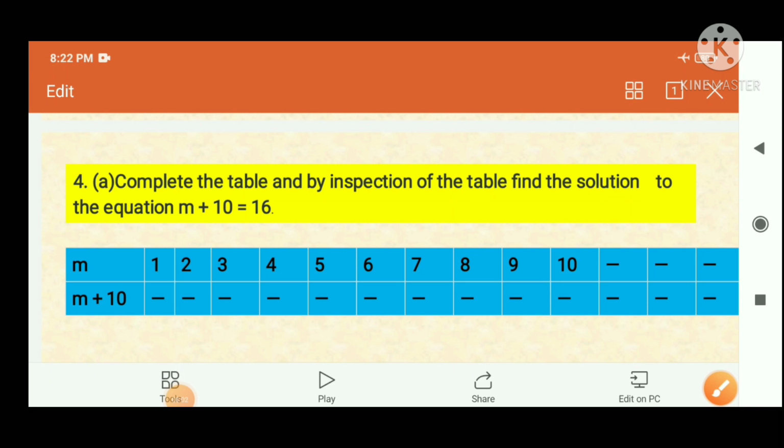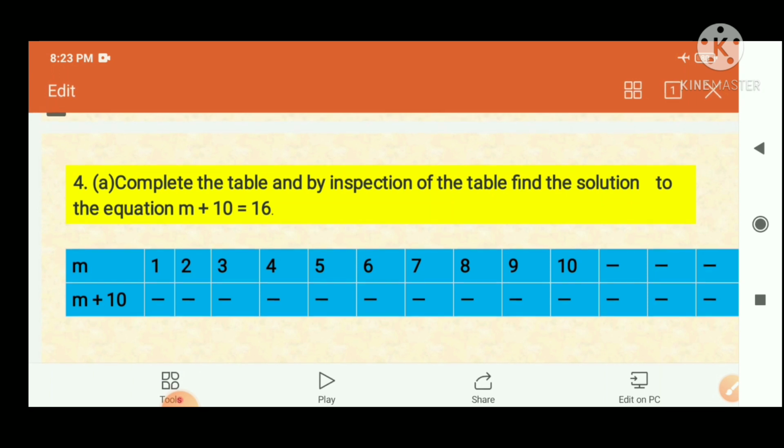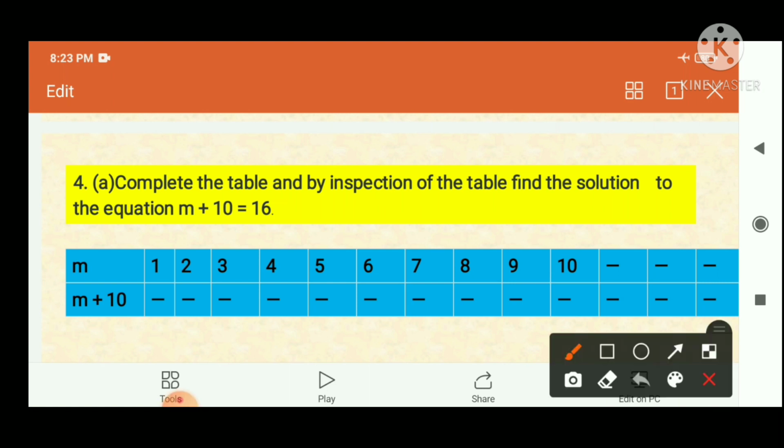Next question, question number 4. Complete the table and by inspection of the table, find the solution to the equation m plus 10 is equal to 16. So student, if you see that table, then you came to know that you have to write its answer by inspection of the table. You have to find the solution to the given equation m plus 10 is equal to 16. Means here you have to take the value of variable m equal to 1, 2, 3, 4, 5, 6, 7, 8, 9, 10 and find the solution for the equation m plus 10.